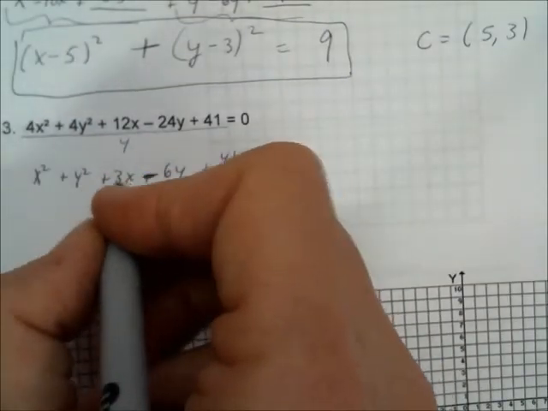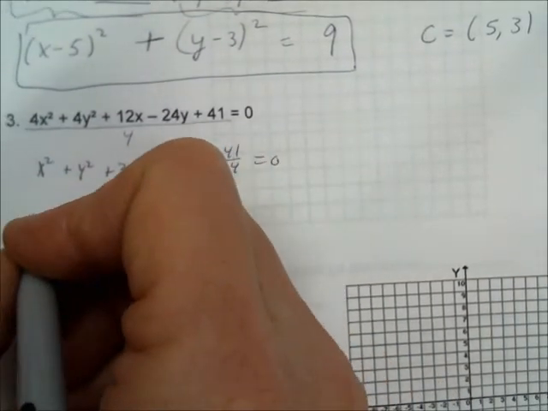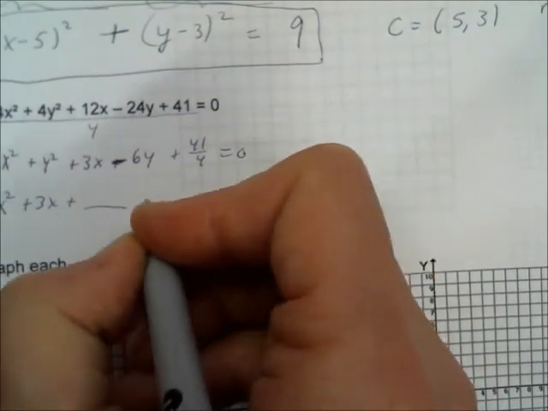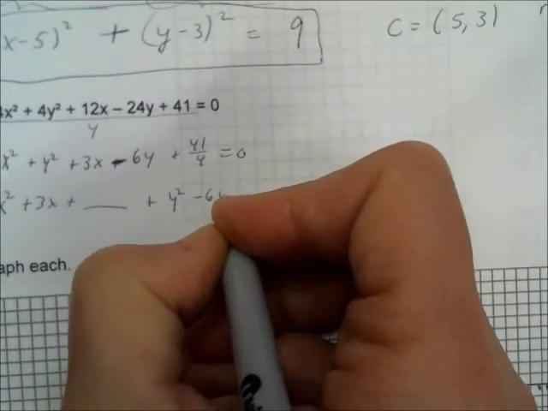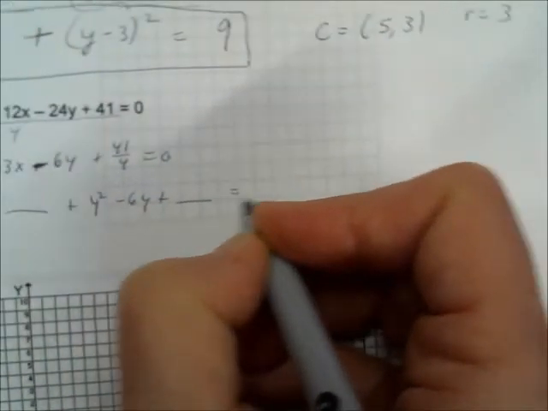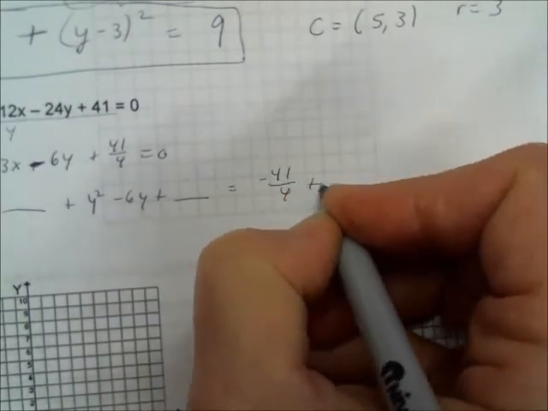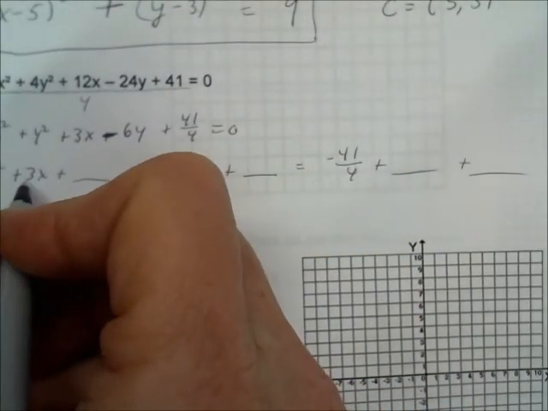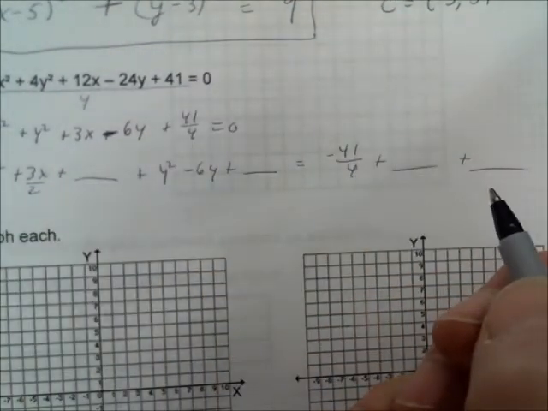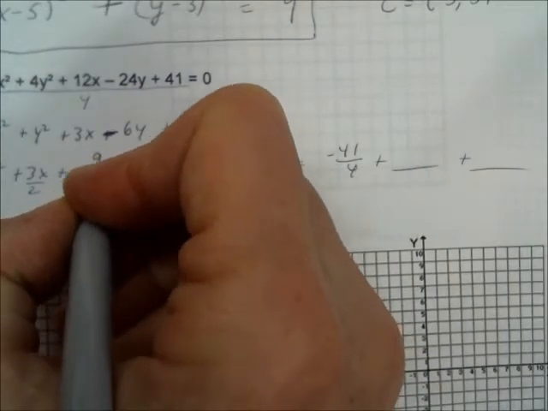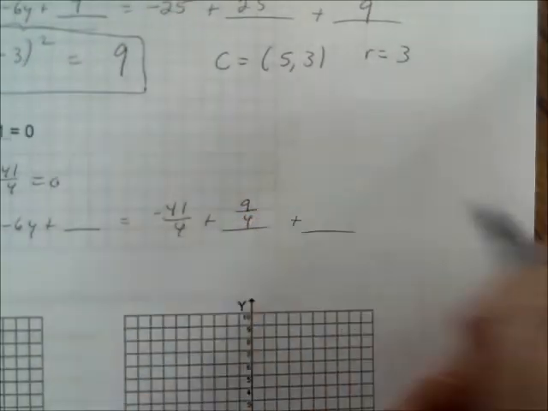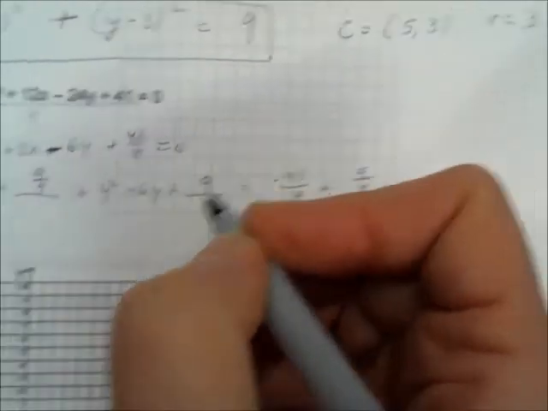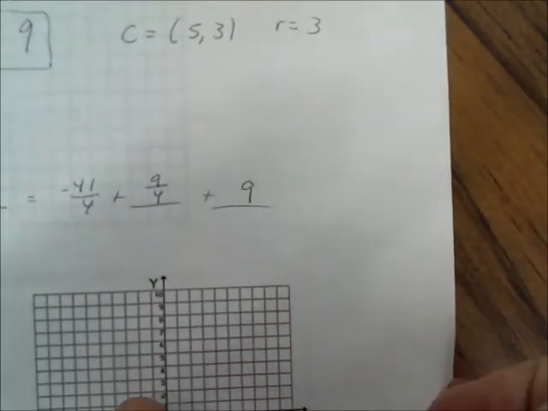Well, first thing we do is interchange the y squared and the 3x. So x squared plus 3x plus blank plus y squared minus 6y plus blank equals negative 41 over 4 plus blank plus blank. What goes in the blanks? Well, half of 3 is 3 halves, and 3 halves squared is 9 over 4. So you're going to add 9 over 4 to both sides. Half of 6 is 3, squared is 9. So you're going to add 9 to both sides.